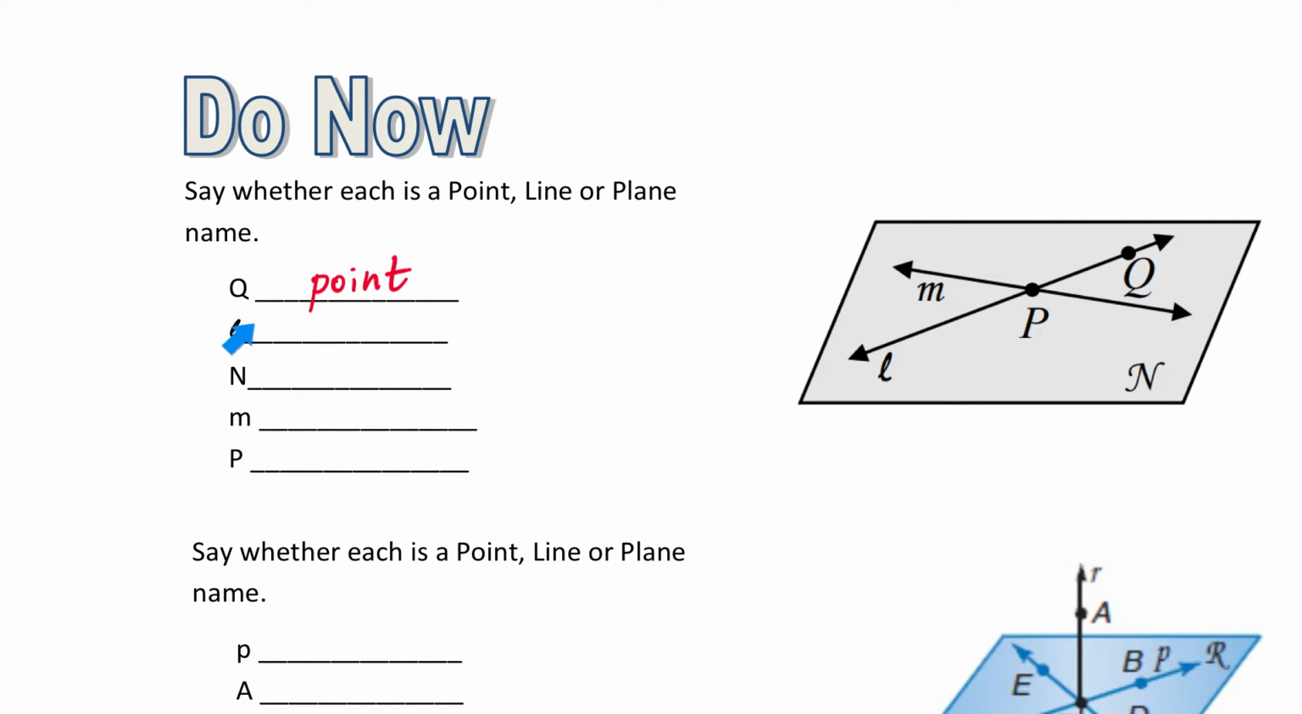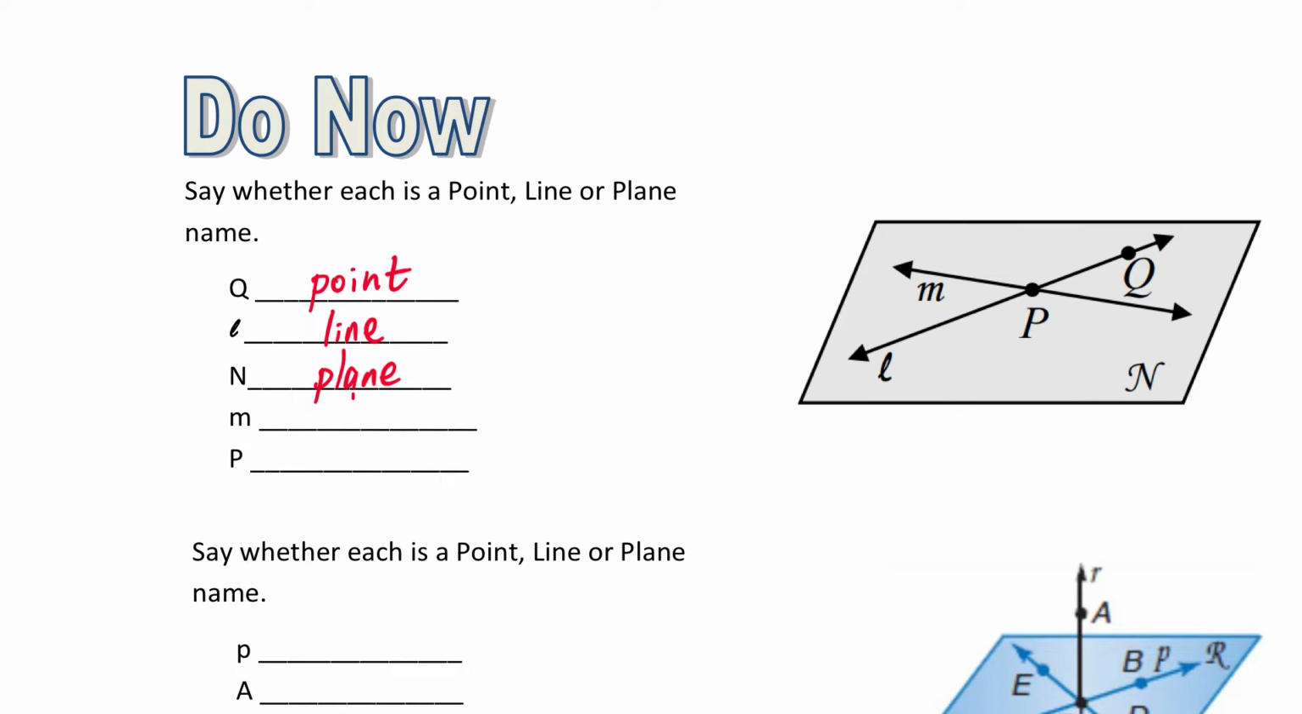Okay, what is this L naming? Good. The L is giving the name of this whole line right here. Okay, what is the N naming? Yeah, the plane, that whole plane there, right? How do you know that's naming the plane? Okay, it's this uppercase cursive, and it's really not attached to any lines or dots or anything like that. So it's just naming this whole plane. This is plane N.